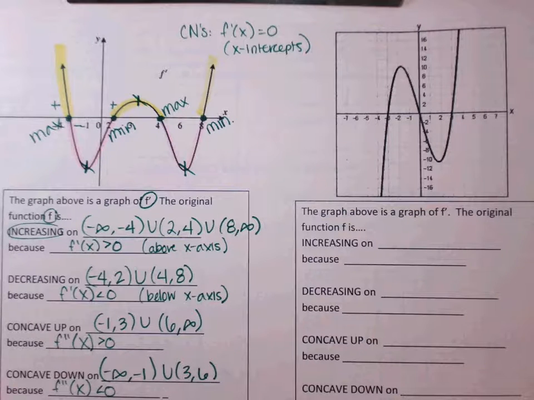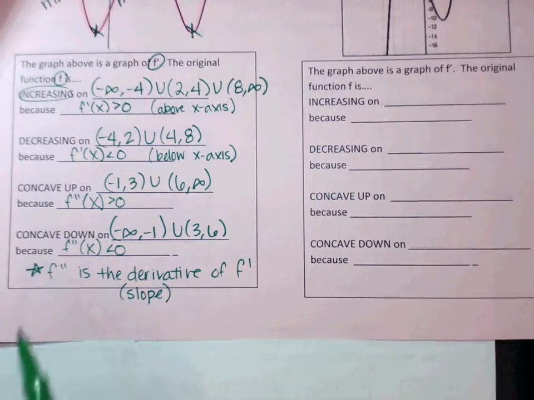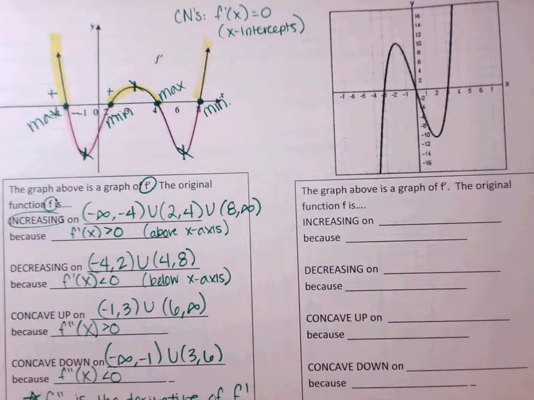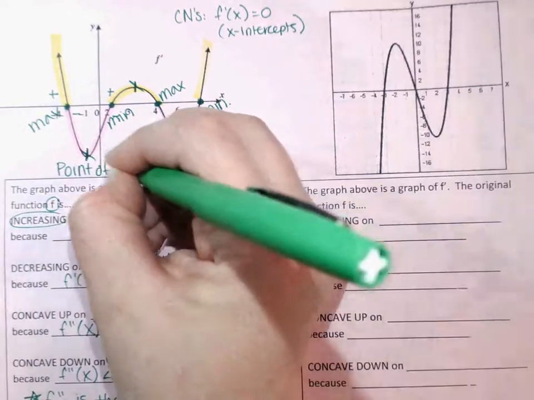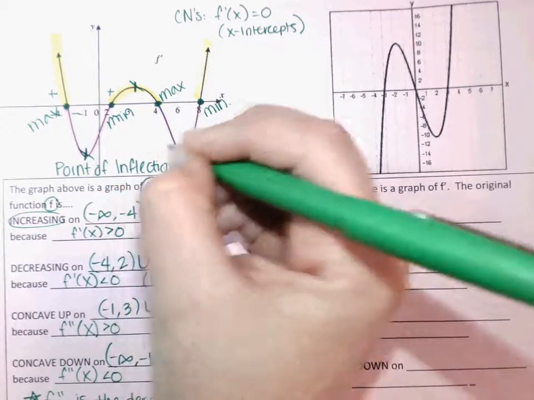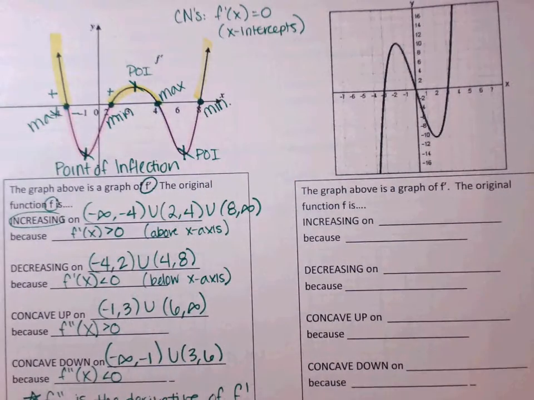Now, the x's that we placed on our graph are where the slope changes sign. What is the slope representative of? The slope is f double prime, which is concavity. So when concavity changes, what do you call those points? Yes, points of inflection. Okay, POI. So all of the x's are points of inflection because if the slope of f prime changes sign, that means the concavity on f would have changed sign.